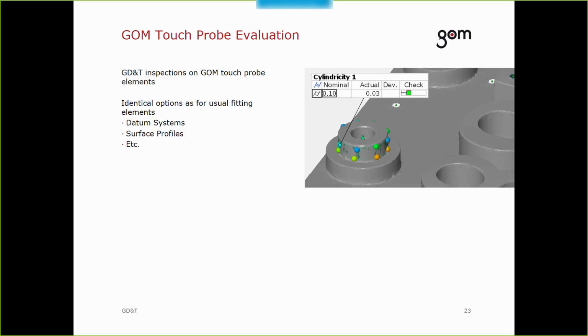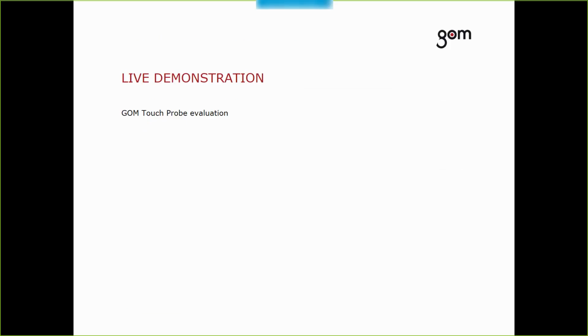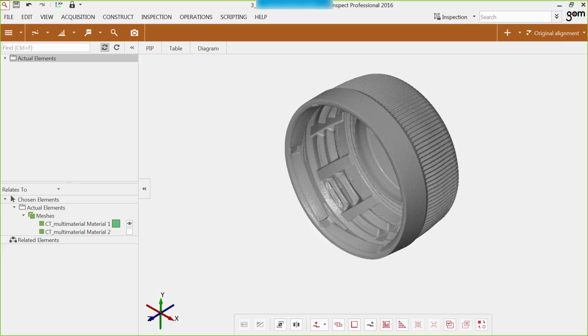In GOM Software 2016, you can do GD&T inspections on elements measured with GOM Touch Probes. These elements are supported identically to usual fitting elements, which are constructed on a mesh. This means that you can do all GD&T inspections also for touch probe elements. For example, you can work with datum systems and surface profiles. I would like to present the GOM Touch Probe evaluation for you.